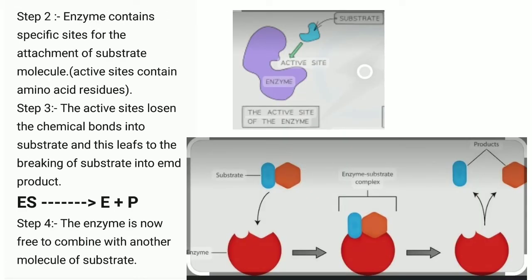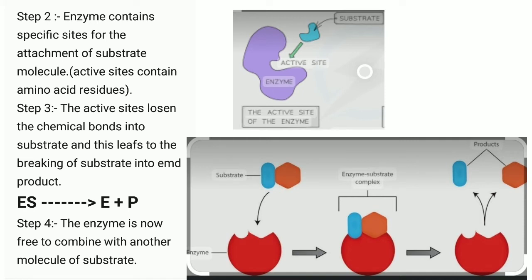Step 2. Enzyme contains a specific site for the attachment of substrate molecule. Active sites contain the amino acid residues. On the screen you can see the image of the enzyme molecule and the substrate molecule, and the enzyme molecule has the specific active site where the substrate is going to attach.